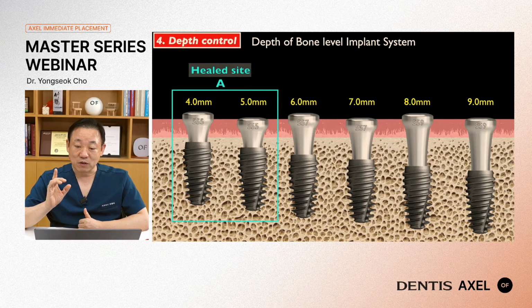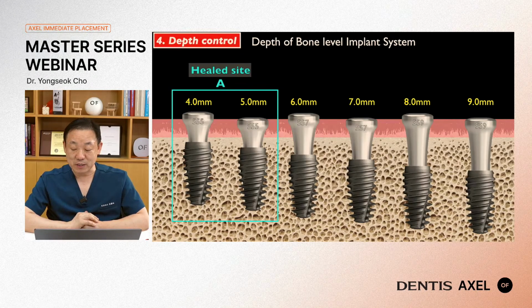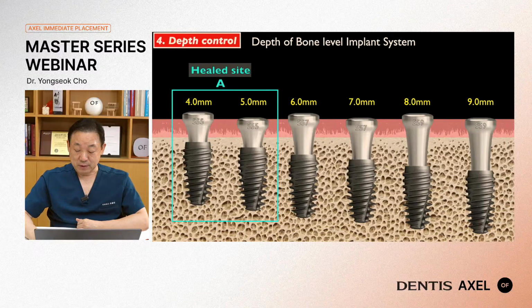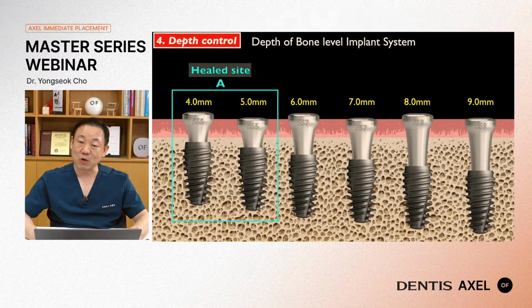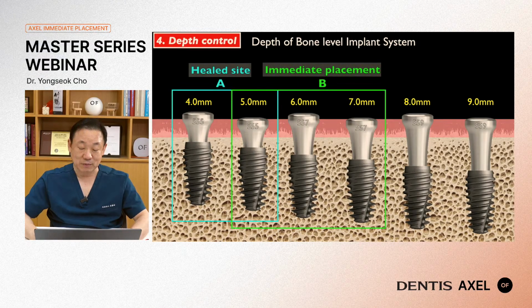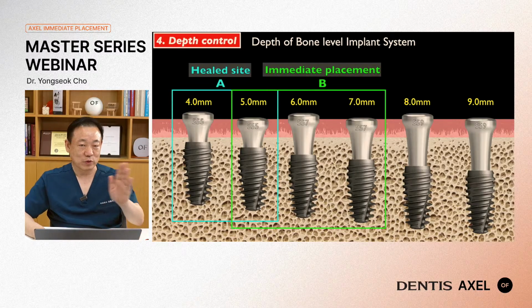A depth of 4 mm or 5 mm is commonly selected for routine implant placement. However, when it is immediate implant placement after extraction, I tend to place the implant deeper, and I recommend a depth of 5 to 7 mm. 7 is not bad. Generally, I place between 5 or 6 millimeter, but sometimes I place the implant at 7 millimeter.